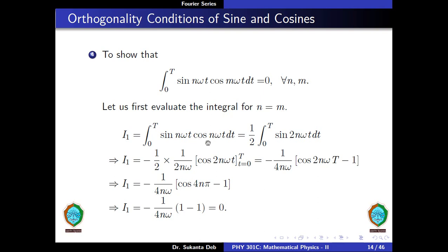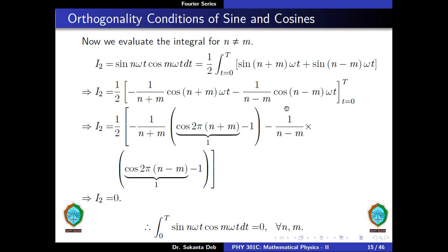If we put n is equal to m, then again this is nothing but sin a into cos b, so it is sin a into cos a. So this is equal to half of sin twice a. Now we solve this integral. After solving this, we get I1 is equal to 0. Now I1 is equal to 0 for the case n is equal to m.